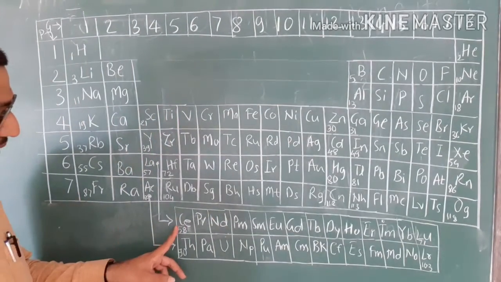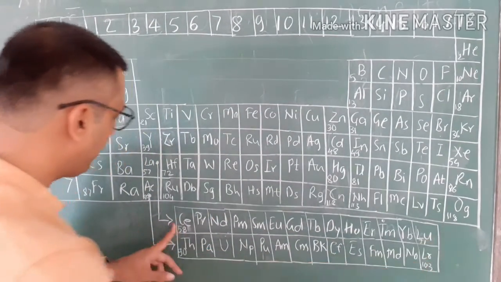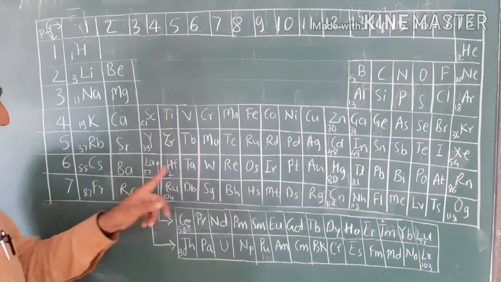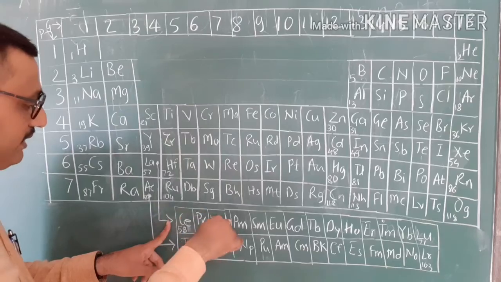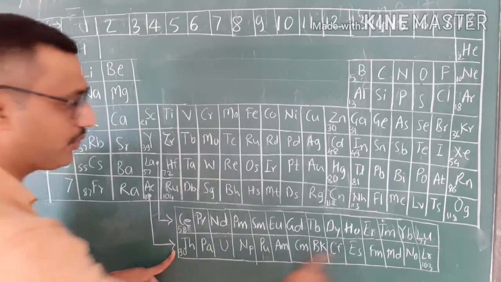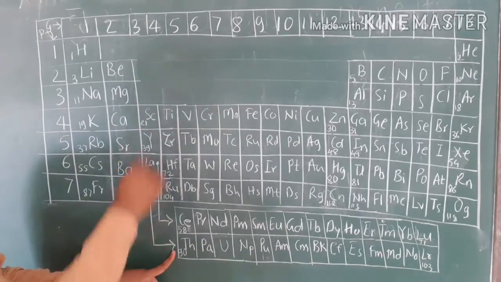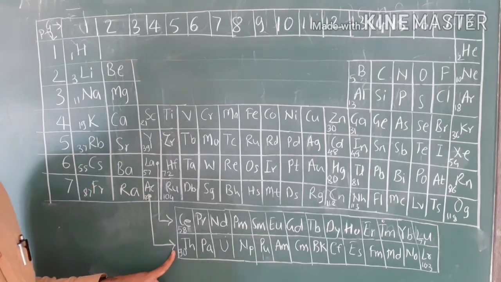And students, see this: cerium to lutetium. These are the members of the sixth period. Lanthanides are the members of the third group and sixth period. Actinides, thorium to lawrencium, are the members of the third group and seventh period.